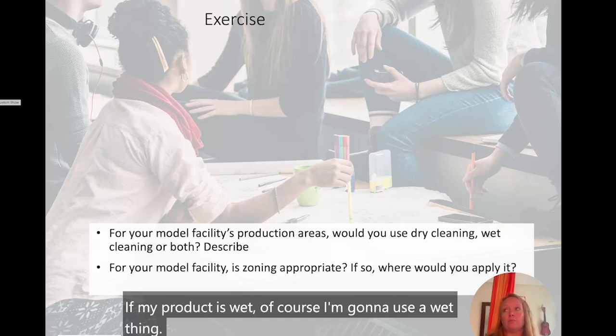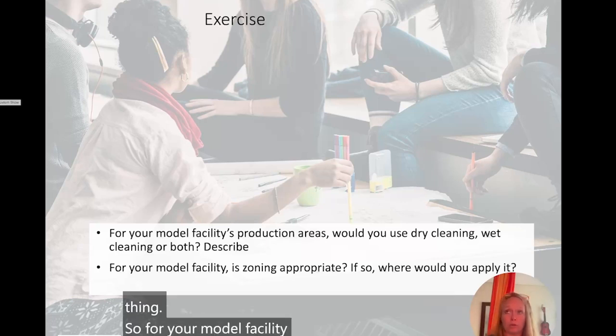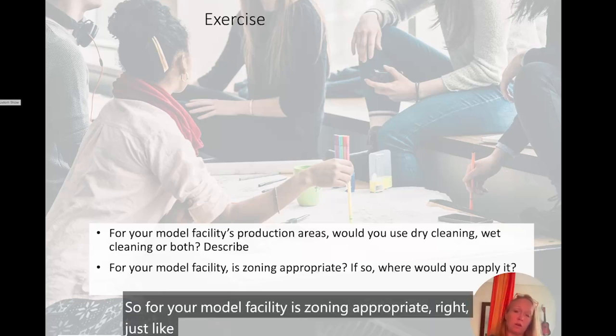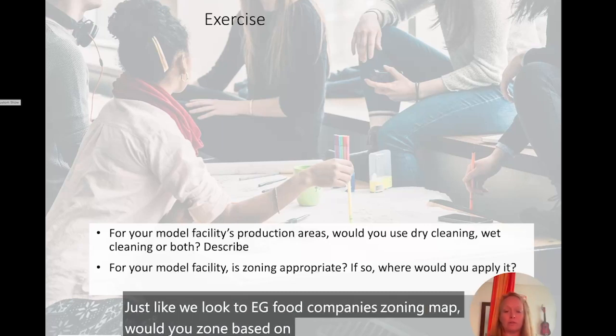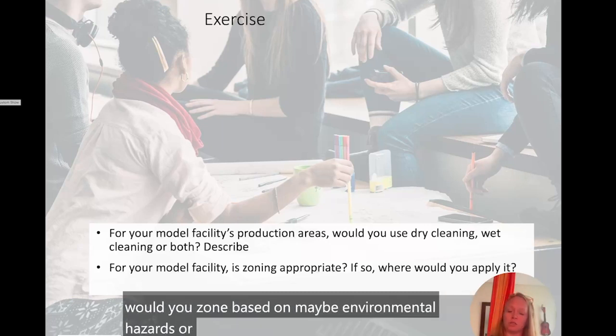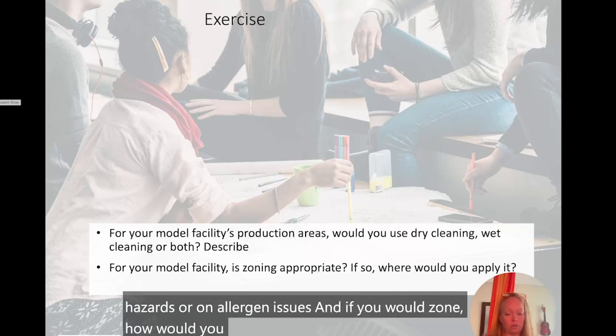So for your model facility, is zoning appropriate? Just like we looked at the EG Food Company zoning map, would you zone based on maybe environmental hazards or on allergen issues? And if you would zone, how would you go about doing it? Where would your different zones be?